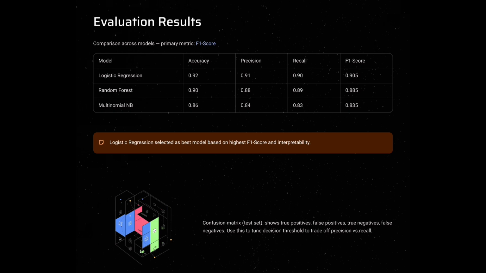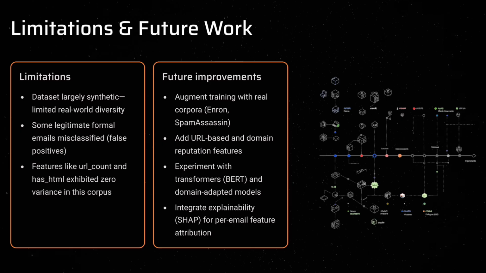Logistic regression came out on top, followed closely by random forest, with naive Bayes slightly behind. All three models performed very well, which validates our features. Now I want to honestly discuss the limitations of this system, because understanding what a model cannot do is just as important as understanding what it can do.